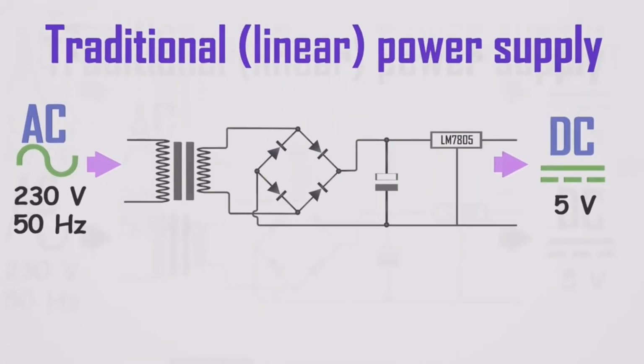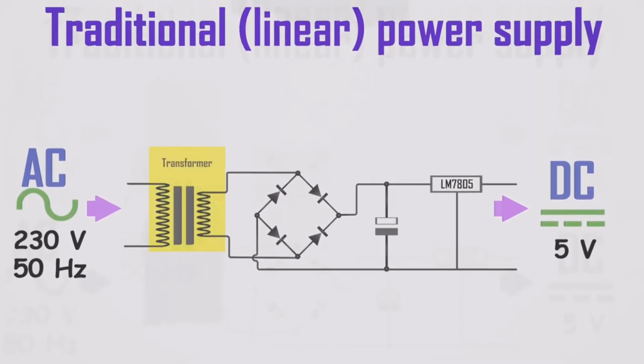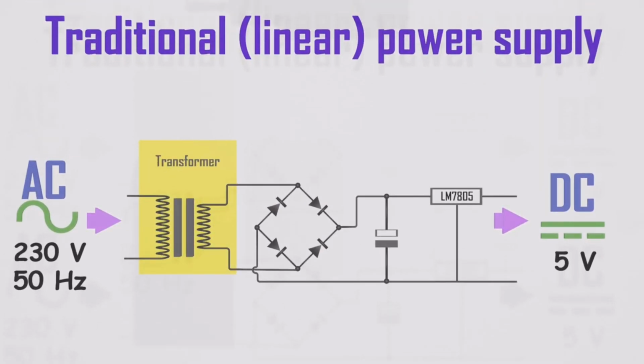The traditional way to convert the AC to DC is to use a linear transformer to step down the voltage to the desired level and then convert the AC to DC using a bridge rectifier. Then smooth the output using a capacitor. Finally, use a regulator to get exact DC voltage. You can learn more details about how to convert AC to DC using a traditional linear converter by the link in the description.